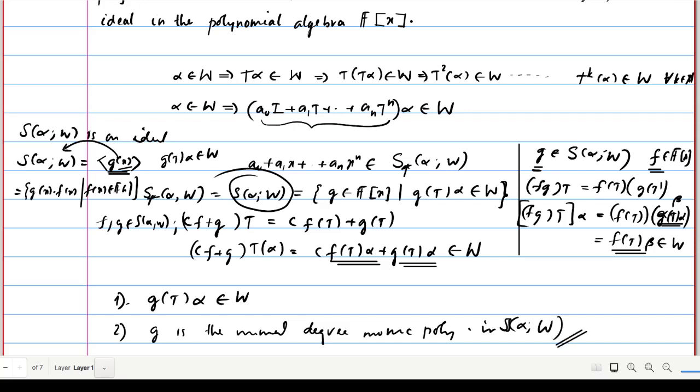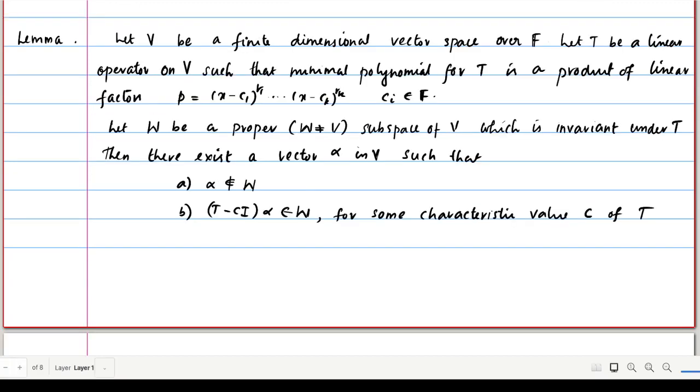Now we will prove another lemma to get the characterization for triangulable linear operators. The lemma is: if we start with a finite dimensional vector space V and T is a linear operator with the minimal polynomial as a product of linear factors, that is, the minimal polynomial for T is p = (x - c1)^r1 ... (x - ck)^rk. That means the minimal polynomial can be completely factored into linear factors.